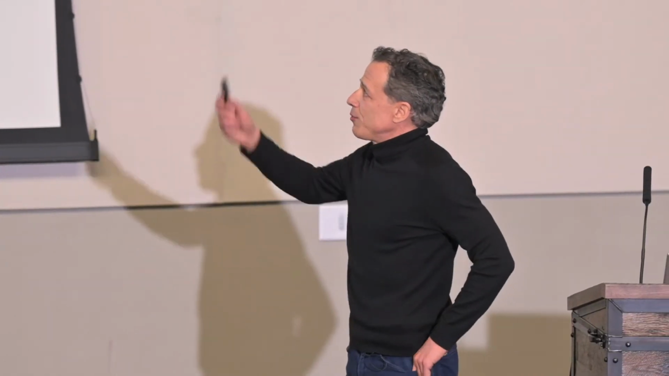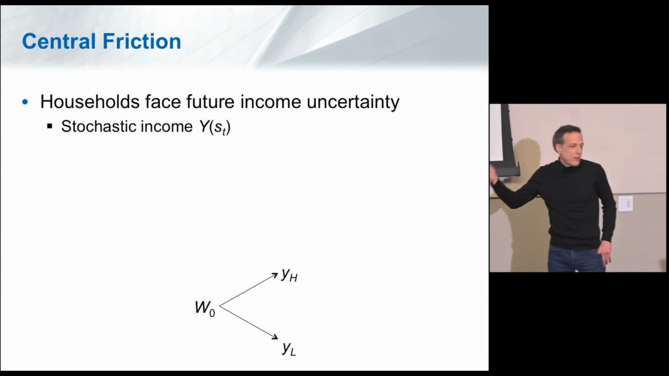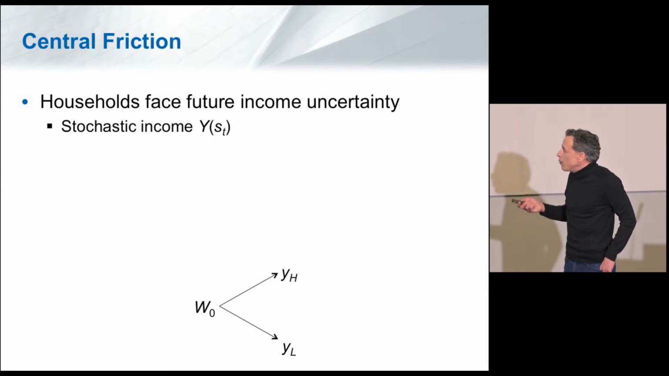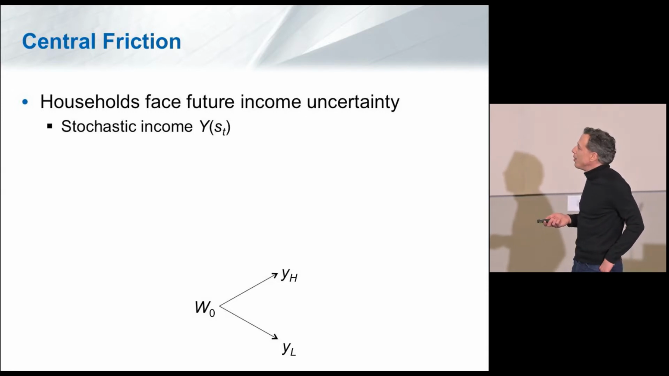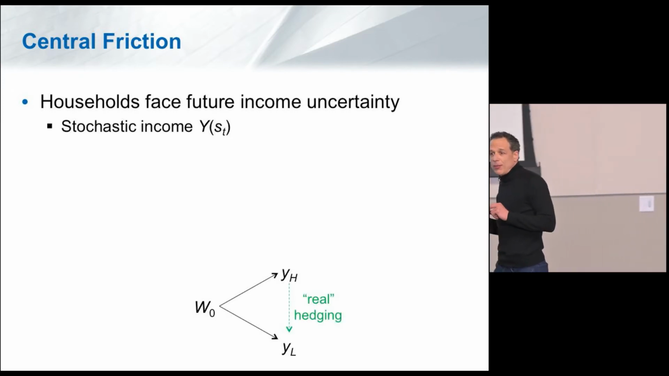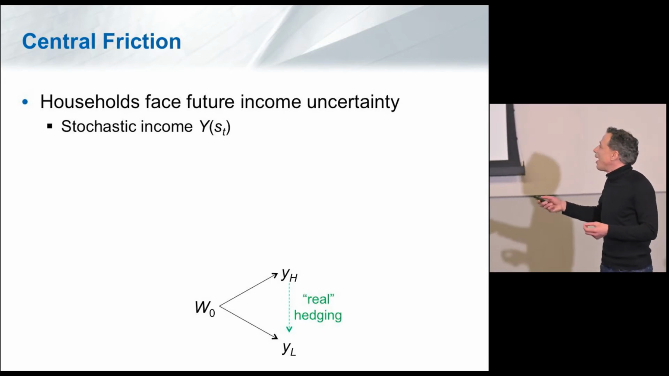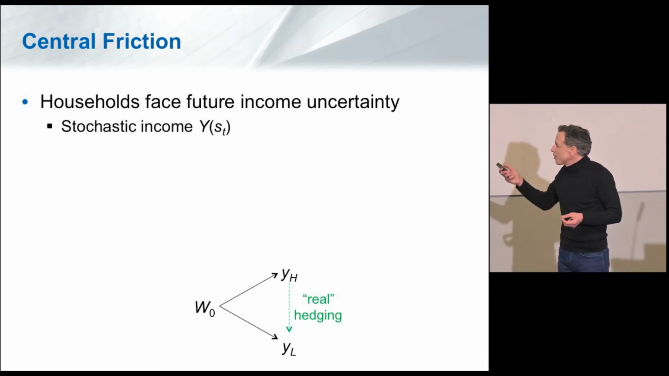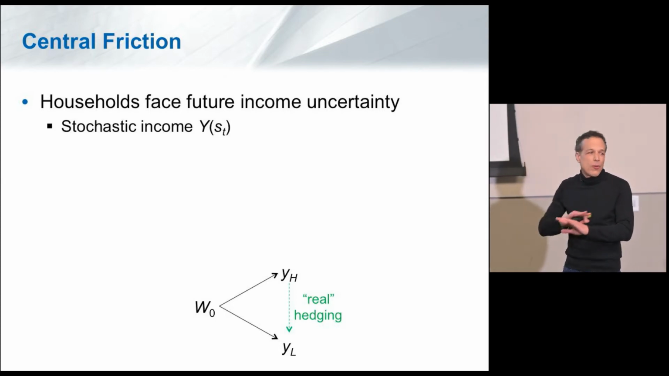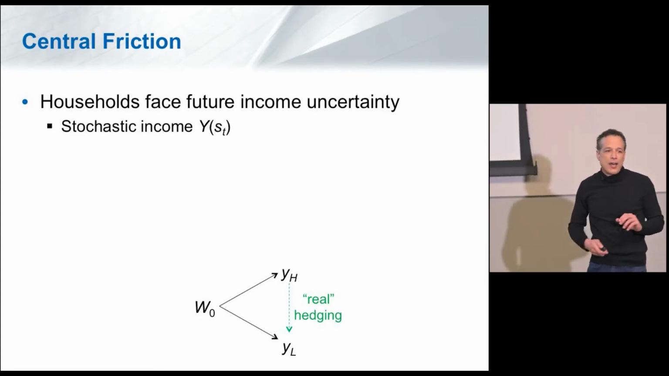So what's going on? We've got households who have future income uncertainty. So you might have high income or low income in the future. What are some things you can do to address this uncertainty? You might engage in some real hedging. In other words, we might just choose to engage in less risky activities, try to reduce the risk of that future uncertainty. That's out of this model. So importantly, there's no moral hazard, no other actions in the background that people are taking that affect their income uncertainty.